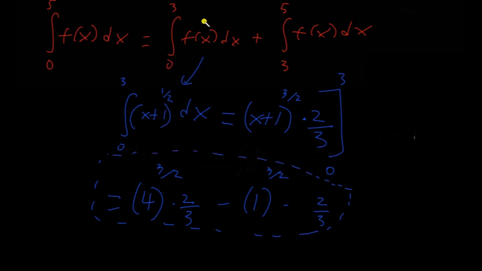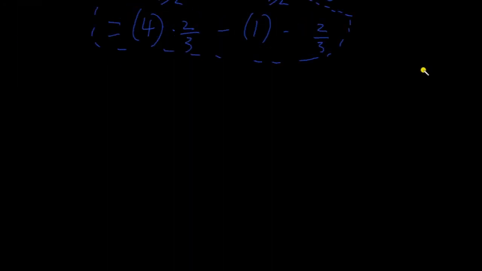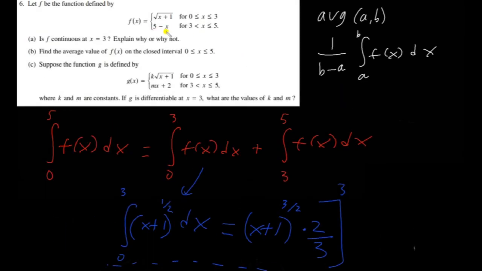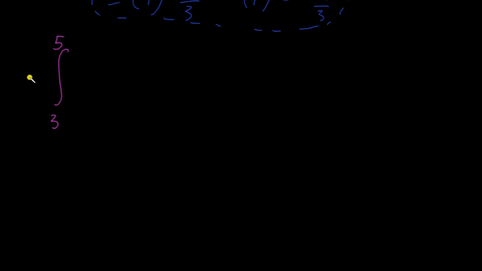That's this integral. Now we'll move over to, let's do pink, for a second integral. So it's the integral from 3 to 5 of the other part of f of x, right? So now we're dealing with this 5 minus x, because we're going from 3 to 5. So we're integrating from 3 to 5 of 5 minus x dx.